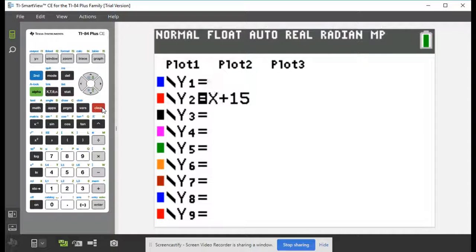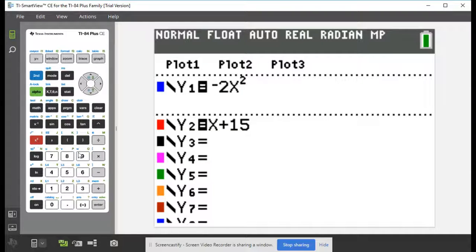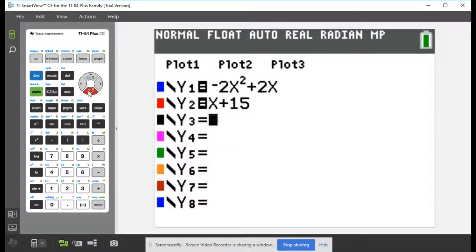Clear the equation that's on y1, and let's put the left side of the equation in example 3. So -2x, then the x squared button to square it, plus 2x. Okay, the right side of the equation, you type it in y2. So go to y2, type clear, and then type in the right side of the equation.